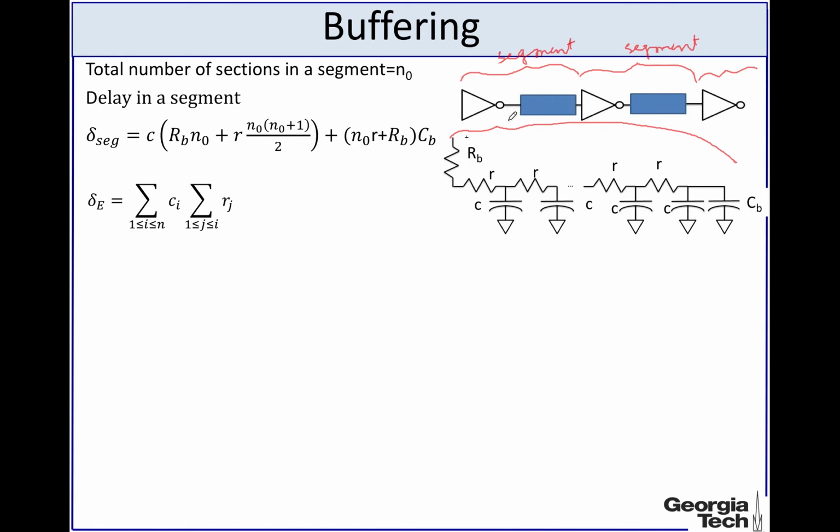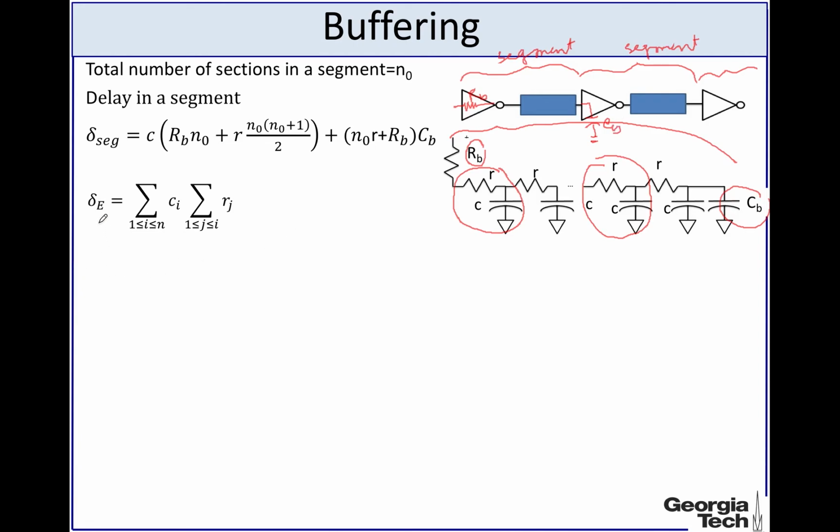corresponding to this segment is represented by this equivalent RC network over here, and what we will see is that each of these is considered one section of this segment. Also note that there is a resistance here, and this resistance represents the output resistance of this buffer here, and there is an additional capacitance at the other end which represents the input capacitance of the other buffer.